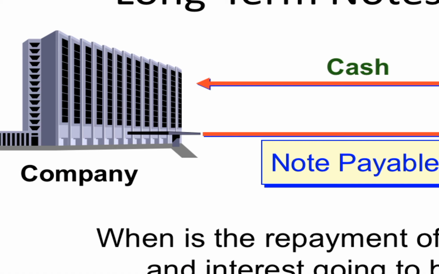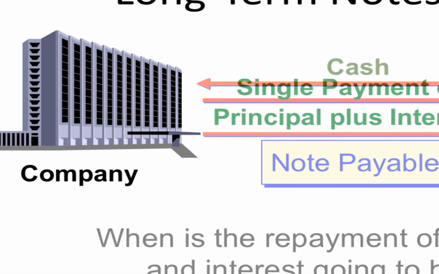Okay, so now we're switching, instead of bonds, we're talking about notes payable. Okay, so a note payable is still a liability. Basically, this slide is just saying, when is a note payable a long-term liability versus a short-term liability? And that's going to depend on when you have to pay back the principal. If that's longer than a year away, then the note payable would be considered a long-term liability.